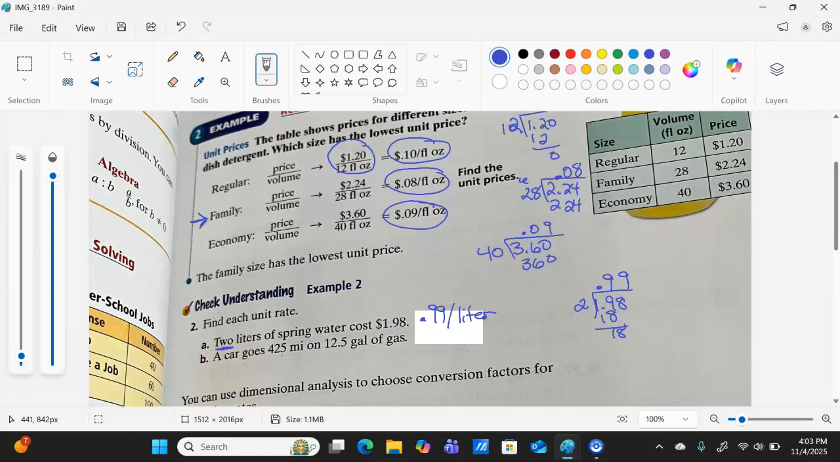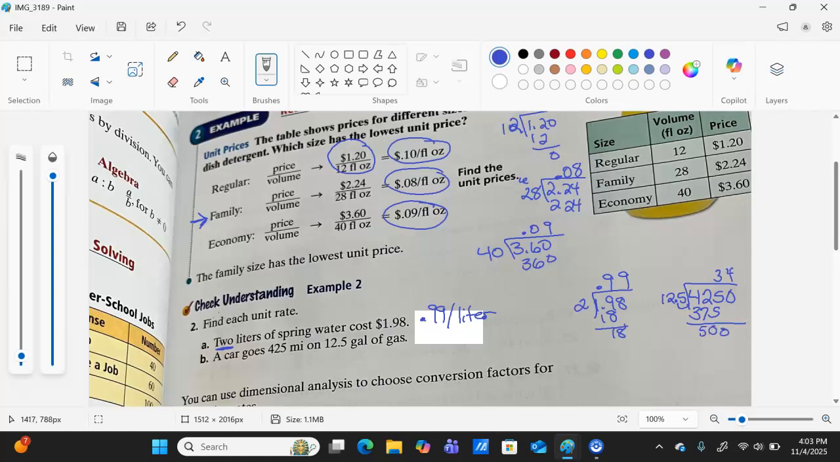Here, a car goes 425 miles on 12.5 gallons of gas. So 425 miles per 12.5 gallons of gas. So what we're trying to find is the miles per gallon. Move the decimal 1, which is going to require I put in a 0 there. This would be 3. That would be 375.